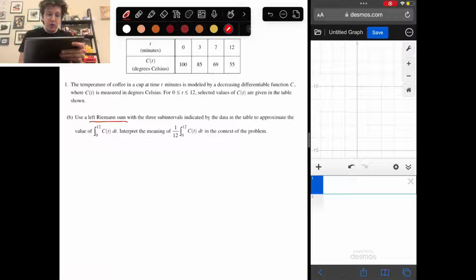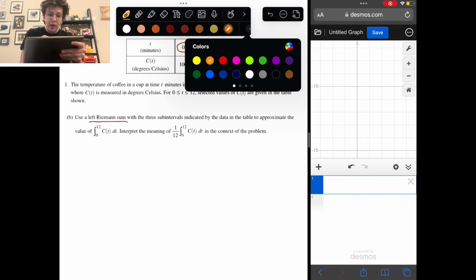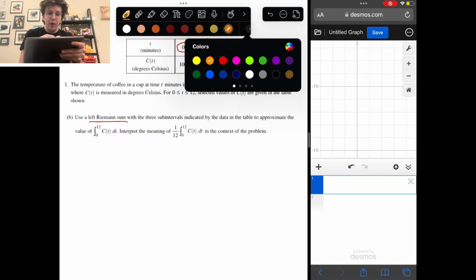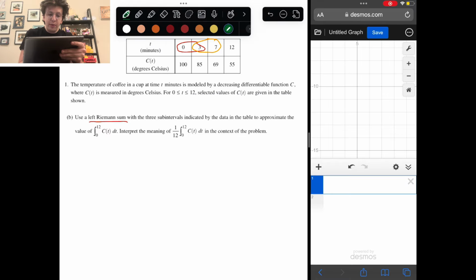We have to first use left Riemann sums, and it says the subintervals are indicated by the table. They are. So we're going to first start with 0 to 3, and we're going to do the left Riemann sum there. Then we are going to do 3 to 7 and do that interval. And then our last interval that we're going to do with left Riemann sums is 7 to 12. Okay, so let's do that first bit.